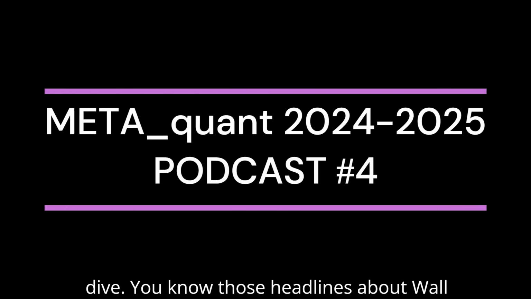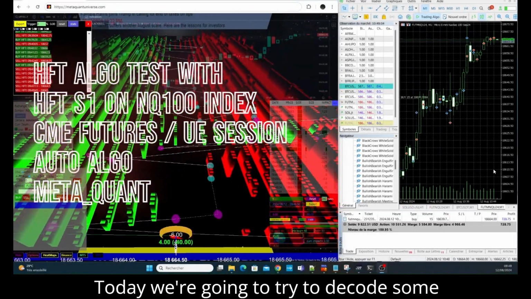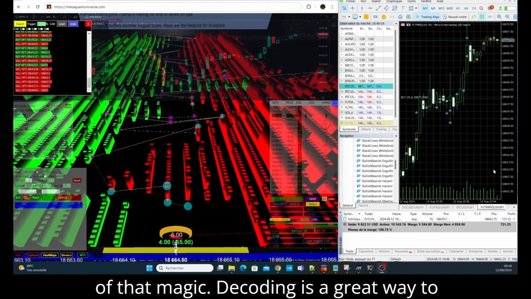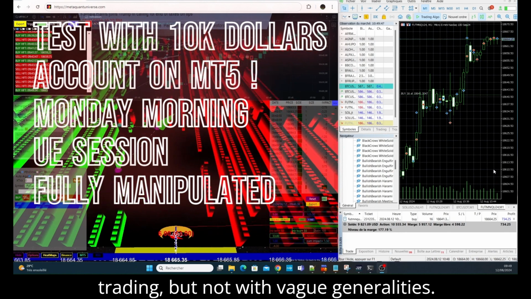You know those headlines about Wall Street using algorithms to make millions? Today we're going to try to decode some of that magic. Decoding is a great way to put it. We're tackling algorithmic trading, but not with vague generalities.